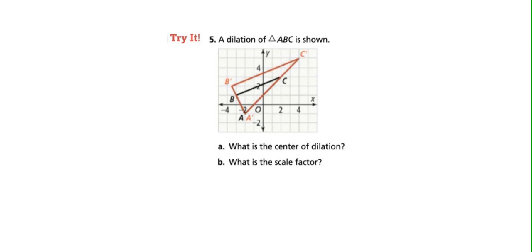Now, what I want you to do is try number 5 on your own. I want you to find the center of dilation for this, and then what is the scale factor. Okay, so you're going to work a little opposite. Right? You're actually given the new image and the pre-image. You want to find the center of dilation, so you should look for the point that's not moving. And then figure out the scale factor: what changed from the distance from that center of dilation point. All right, and then pause this, try number 5, and then I'll show you the solution.